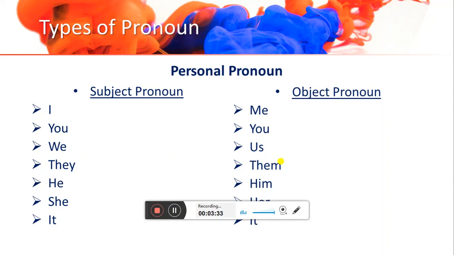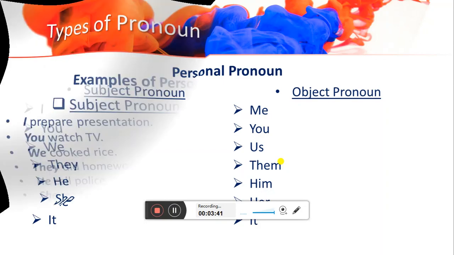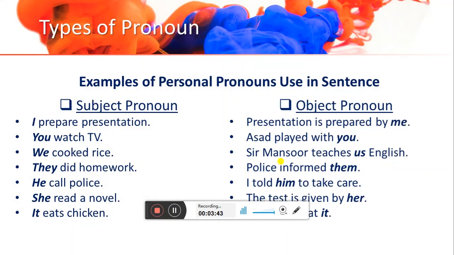I, you, we, they, he, she, and it are subject pronouns. Me, you, us, them, him, her, and it are object pronouns. Examples of personal pronouns used in sentences. Subject pronoun. I prepare presentation. You watch TV. We cooked rice. They did homework. He called police. She read a novel. It eats chicken.